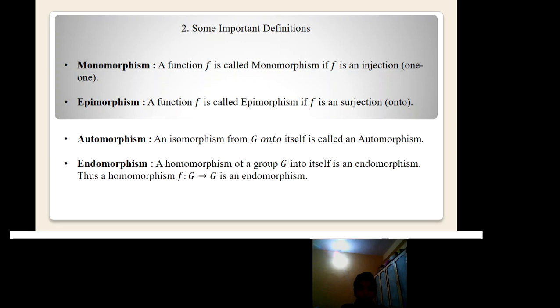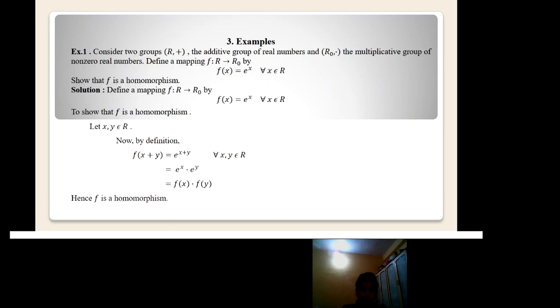And last is endomorphism. A homomorphism of a group G into itself is an endomorphism. Thus, a homomorphism f from G to G is an endomorphism. Now, let us know some examples.